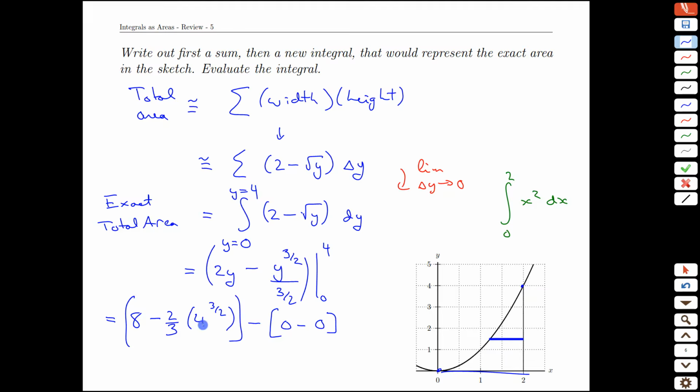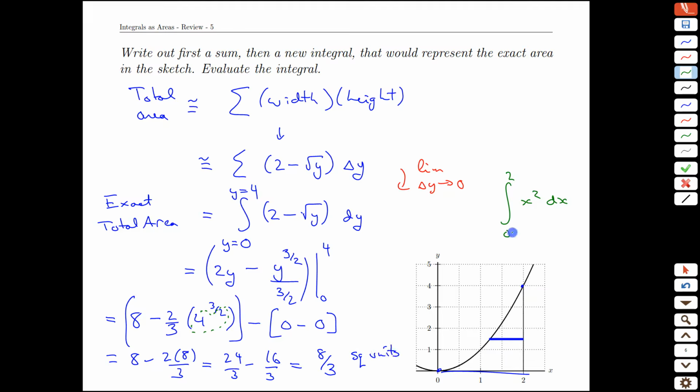Well, we're close. We just need to evaluate this. You can use your calculator if you like, or you can think of this 4 to the 1/2 power. That'll be 2 because it's the square root of 4. If we end up with 2 cubed, that'll be 8. And so we end up with 8 minus 2 times 8 over 3, or 16/3. Well, that's 24/3 minus 16/3. And that is exactly equal to 8/3 overall.